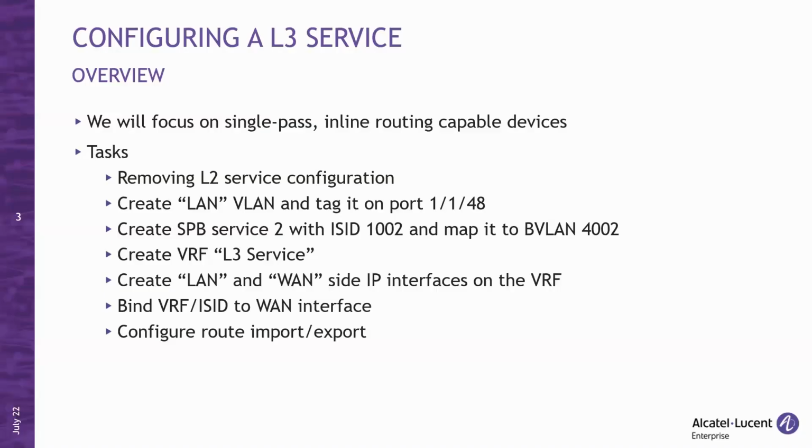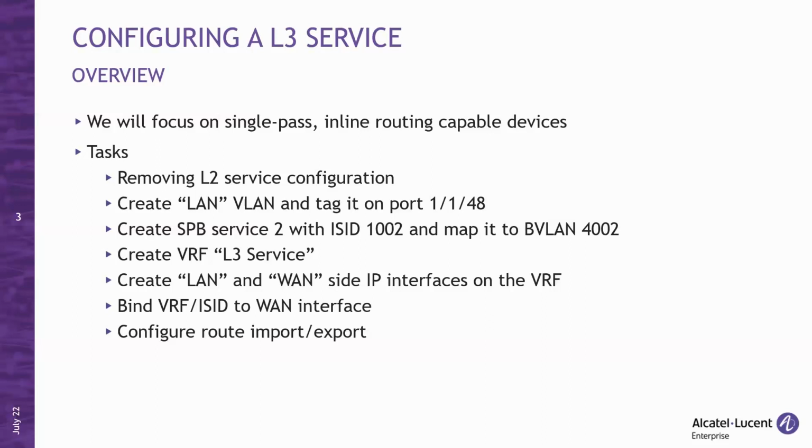This is an overview of the required steps. We need to remove the configuration related to the Layer 2 service we created in the previous lab. We will create a LAN VLAN and tag it on interface 48, which is the interface that the VM is mapped to. We will create the WAN service, which connects all the WAN interfaces in the same Layer 2 service.